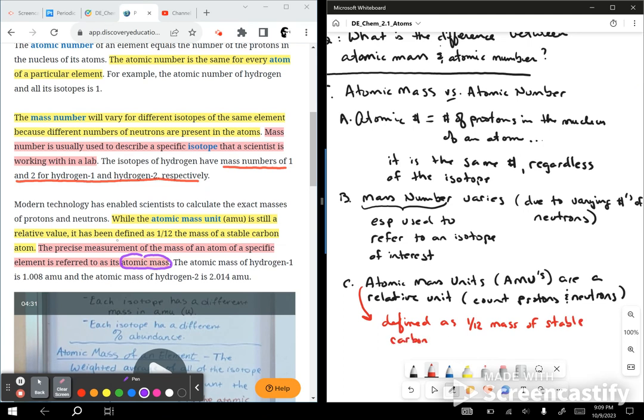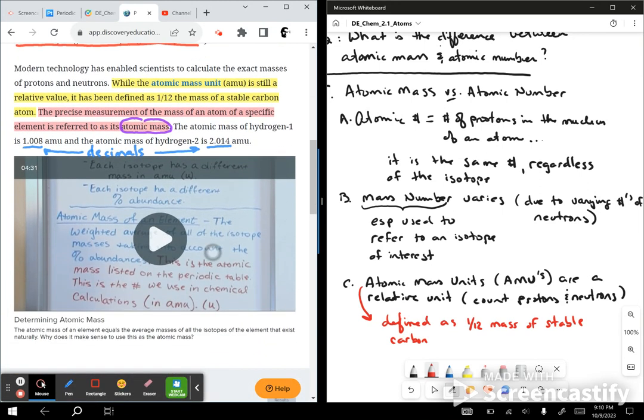The precise measure of the mass of an atom of a specific element is referred to as its atomic mass. The atomic mass of hydrogen 1 is 1.008 AMU. Wow, notice all of a sudden we got these decimals. And the atomic mass for hydrogen 2 is 2.014. Notice the decimals here, right? When you're talking about these, you're probably talking about atomic mass. Okay, so now we're talking about some average numbers. And we're going to be showing you here pretty soon how to actually calculate those, okay?